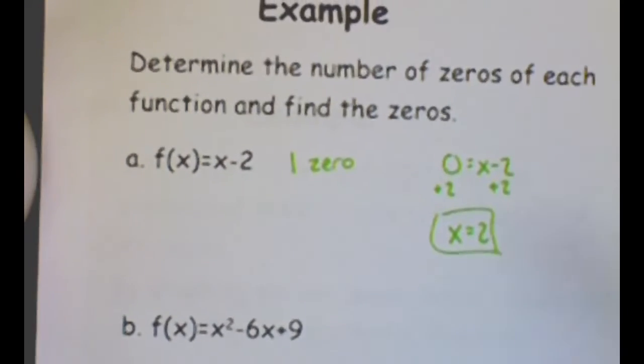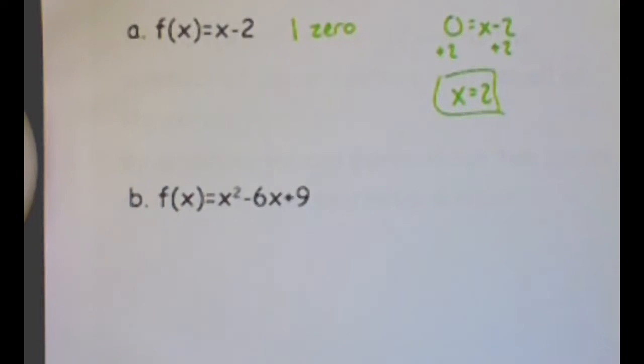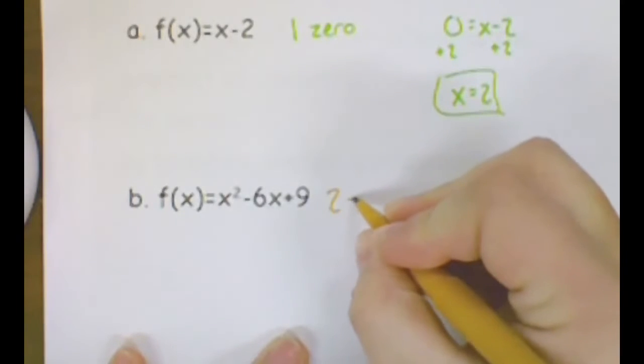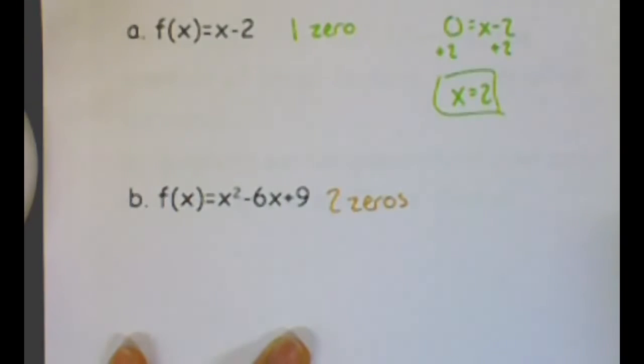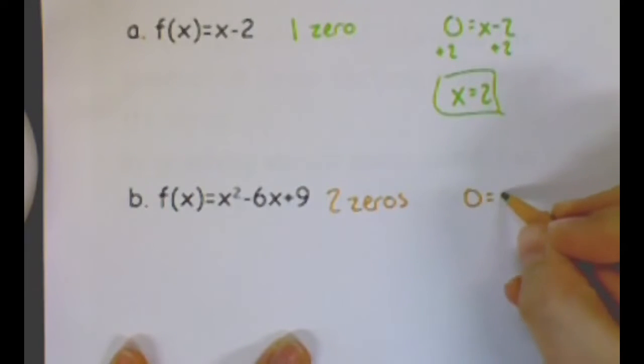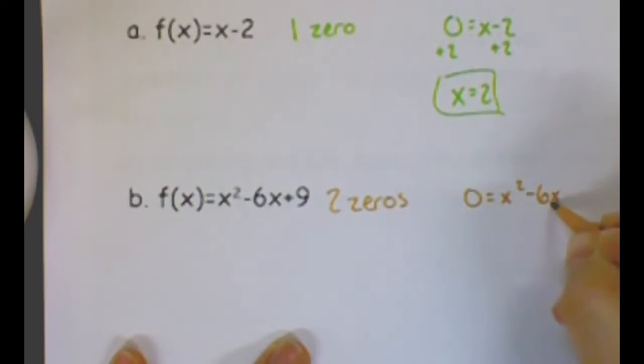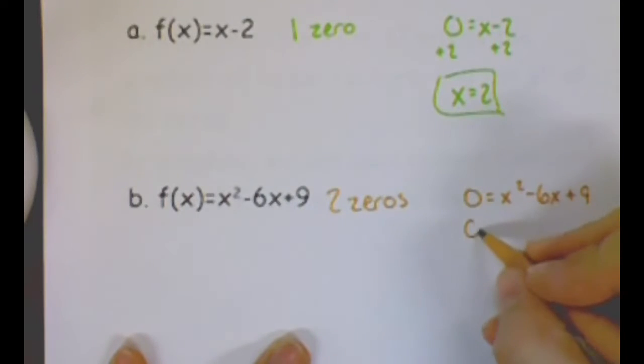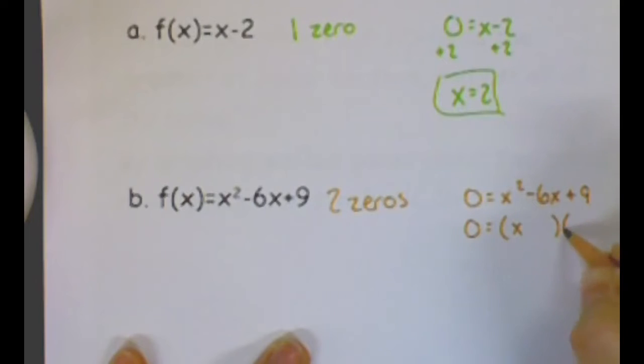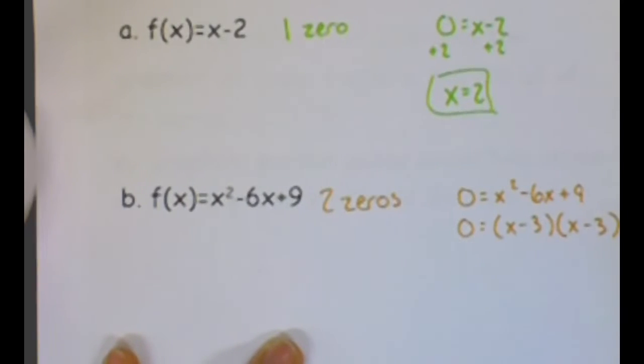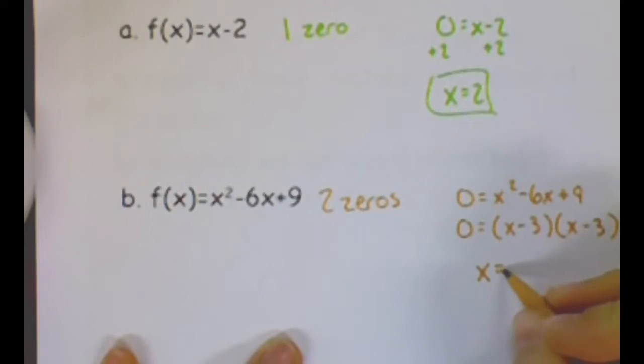For the second one, x squared minus 6x plus 9. Well, the degree is 2, so that means there are 2 zeros. To find those, set it equal to 0 and solve for x. Well, I would try to factor this one first. It is x minus 3 times x minus 3, which means the only 0 is 3. It just happens to be repeated, right? So it has a multiplicity of 2 since it was repeated.